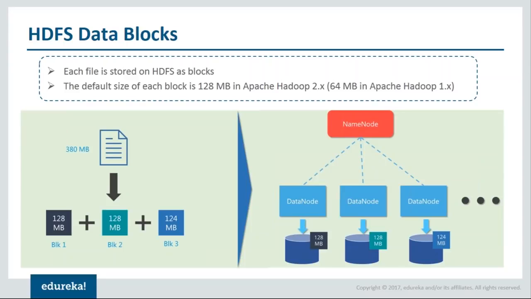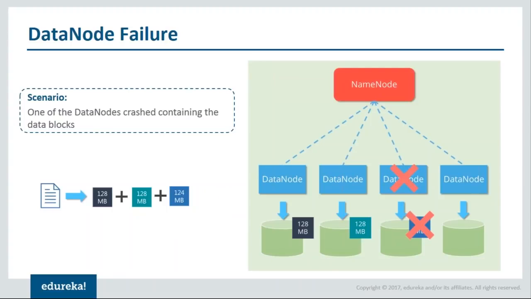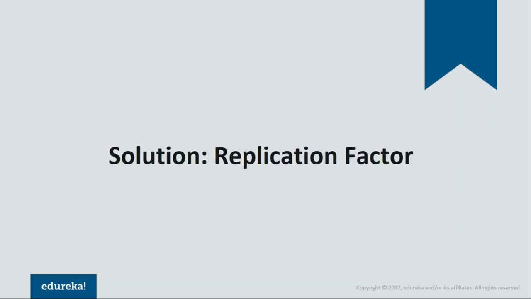Now, when you look at this implementation, you will find one more problem. What will happen if one of the data nodes containing the data blocks crashes? So how will HDFS ensure fault tolerance with respect to the current implementation? Let's understand this problem with an example. We'll take the same example, where we have one file of 380 MB that has been distributed across HDFS in 3 blocks. Now let's say the third data node having the 124 MB block has crashed. In this case, we will not be able to retrieve the data, or we will be facing a data loss issue. So HDFS has a solution for it called the replication factor.